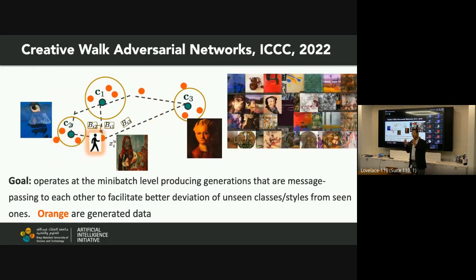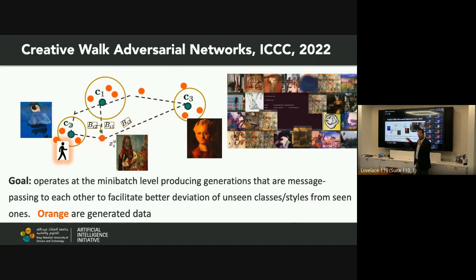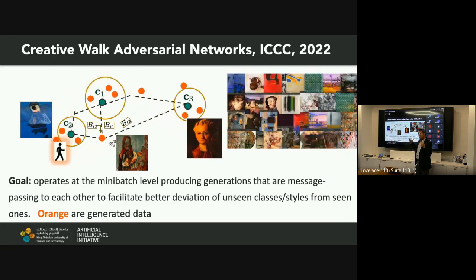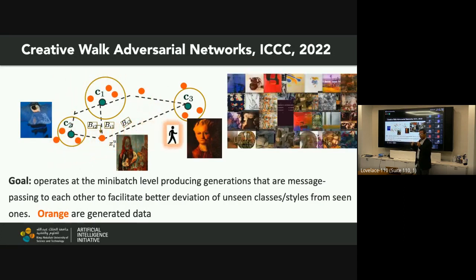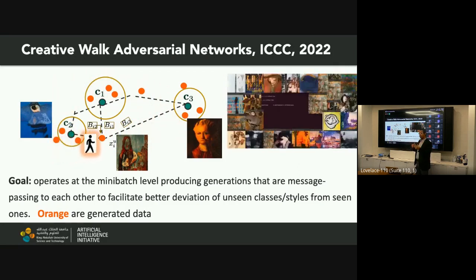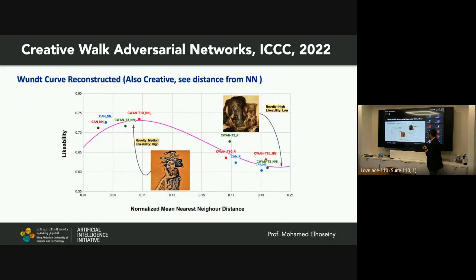You can see that this graph does not introduce new parameters, because all of them operate on the representation space. This is just a global loss that makes the data points message pass to one another so that they collectively deviate from existing classes. That led to a desired behavior where you produce images that are distant from the training set, and people tend to prefer them more.